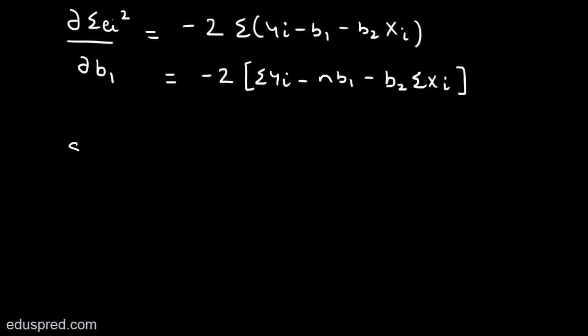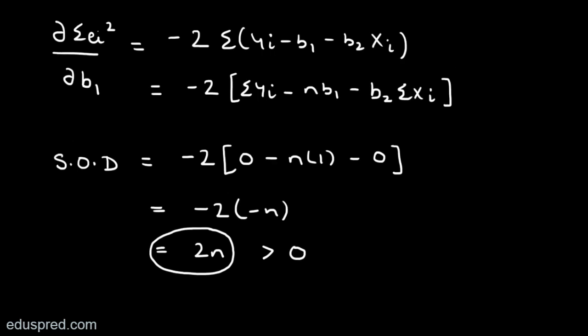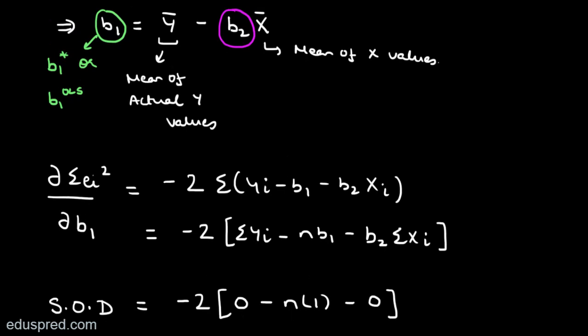Now if I differentiate this with respect to b1, we will get that the second order derivative is equal to minus 2, this becomes 0, minus n multiplied by 1 minus 0. So that means this is equal to minus 2 multiplied by minus n, and this is equal to 2n. So the second order derivative is equal to 2 multiplied by n, which is obviously greater than 0 because n is the sample size and the sample size cannot be negative. So because the second order derivative is greater than 0 here, this means that the value of b1 that we get by using this formula will minimize summation ei square.